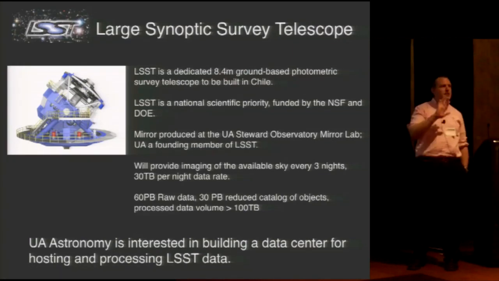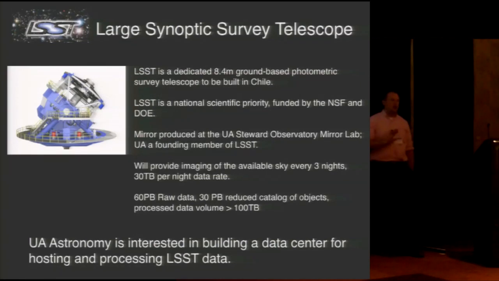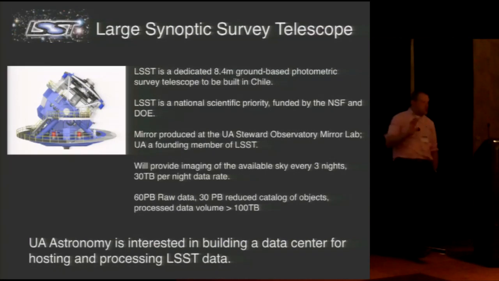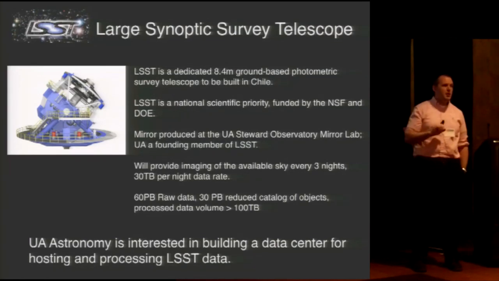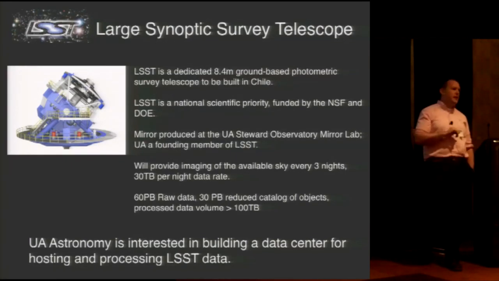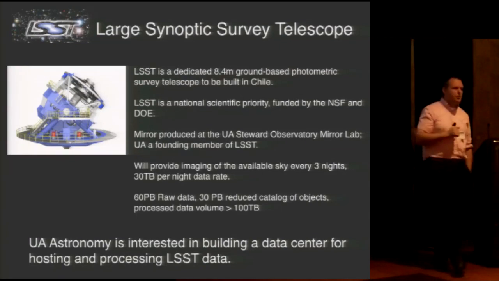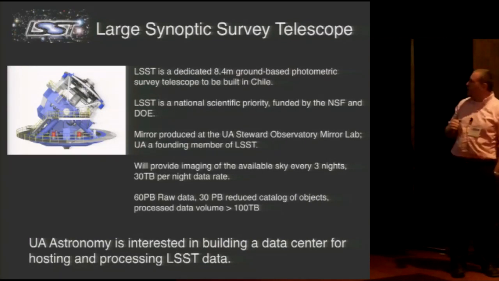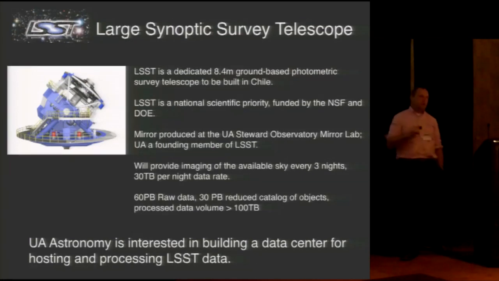which is a project to take an image of the sky every 3 nights. Okay, so this will be a remarkable treasure trove for humanity of learning about our universe. It'll be freely available. People will be able to get access to the data. There will be a lot of data. So there will be about 30 terabytes a night of data. That's a remarkable amount. The total amount of raw data will be about 60 petabytes, 30 petabytes reduced in a catalog.